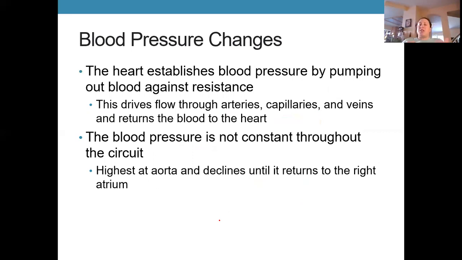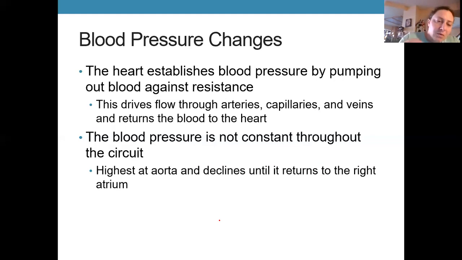So blood pressure is going to change throughout the system in order to ensure that there's always a gradient for it to flow down. The heart has to have the highest blood pressure, and every time it pumps, it's maintaining a really high pressure to move that blood out against resistance. And the force of the heart pumping is sufficient to drive the blood all the way through all the arteries we talked about, through the capillary beds, into the veins, and eventually return it to the heart to get pumped again.